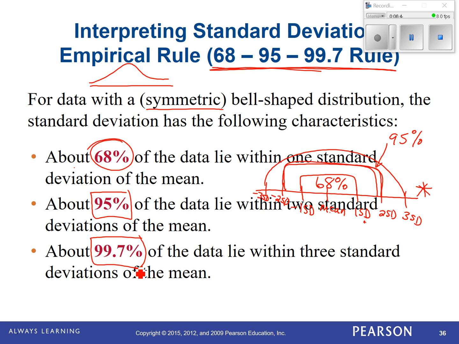We talked a little about this last time, in the fact that any data that falls outside of two standard deviations is unlikely, and any data that falls outside of three standard deviations is very unlikely, or very unusual.